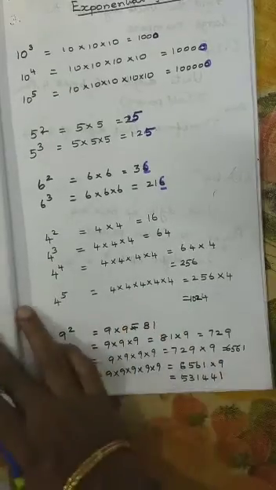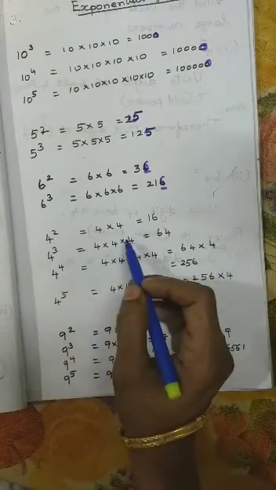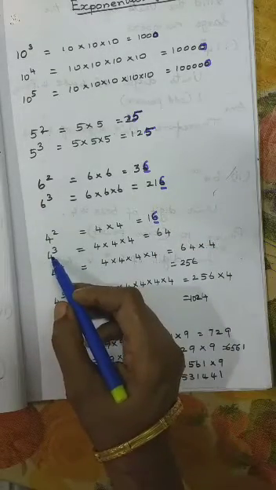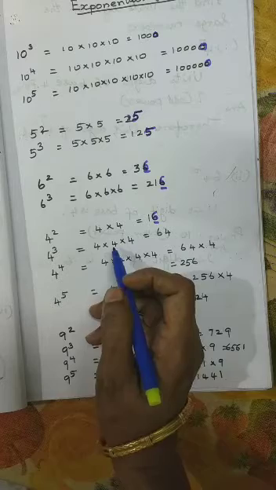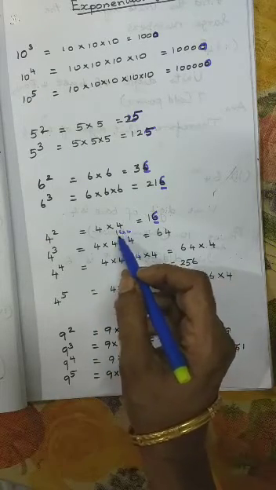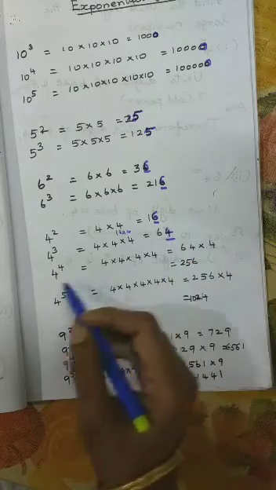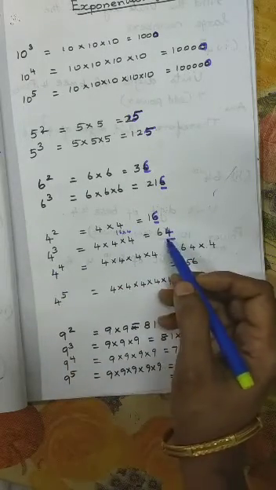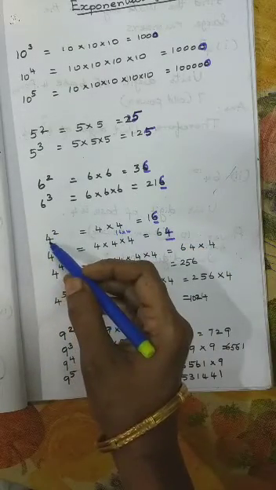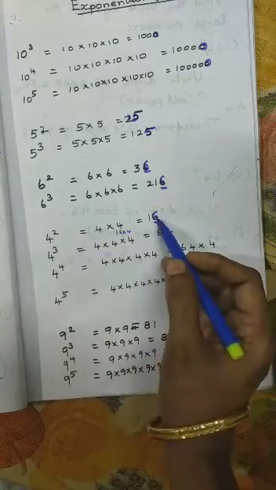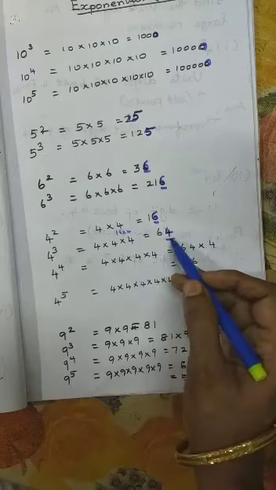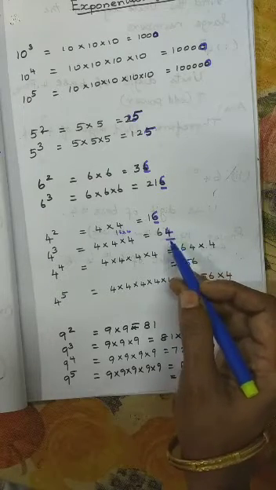Okay. Now we shall see 4 square. 4 into 4, 16. The units place is 6. 4 into 4 into 4, 4 cube. 4 4s are 16. 16 into 4, 6 4s are 24. Yes. Here the units place changed. For even power, the units place is 6. For odd power, the units place is 4.